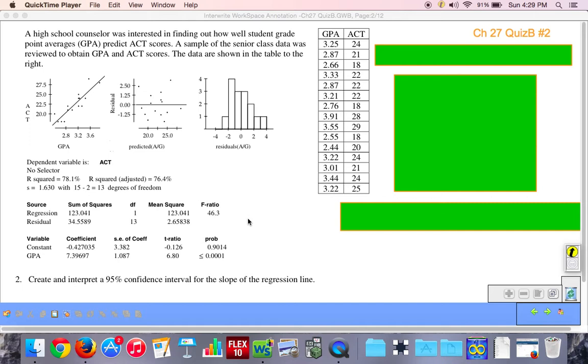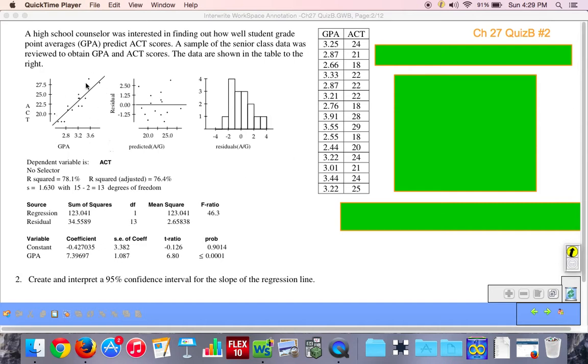And just a reminder, how do you determine which is the X value and which is the Y value? It says GPA predicts ACT, so X predicts Y. Okay, so your GPA scores would be your X values and your ACT scores would be the Y values.